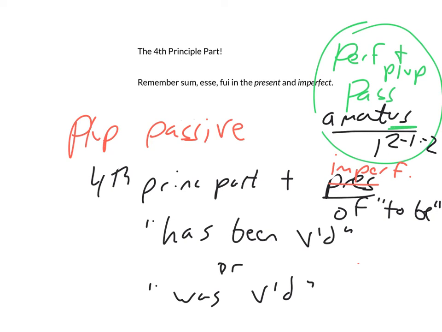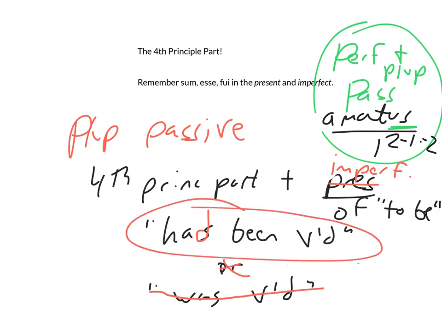Instead of sumus, you're adding eramus. Instead of sunt, you're adding erant. So it's just the imperfect of to be in form instead of the present of to be. I'll show you an example after we do this. The only other thing is that we can't translate the pluperfect passive as was verbed, but we do have to translate it as had been verbed. So this is the only translation of the pluperfect passive, had been verbed. That's really it.